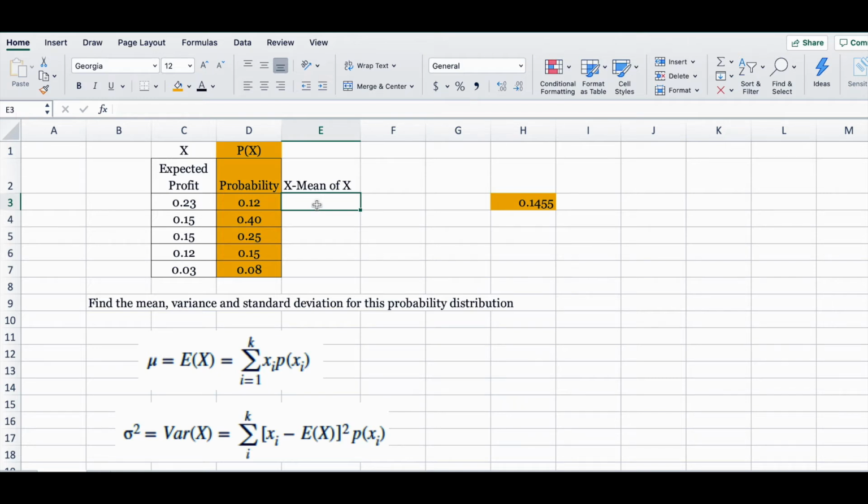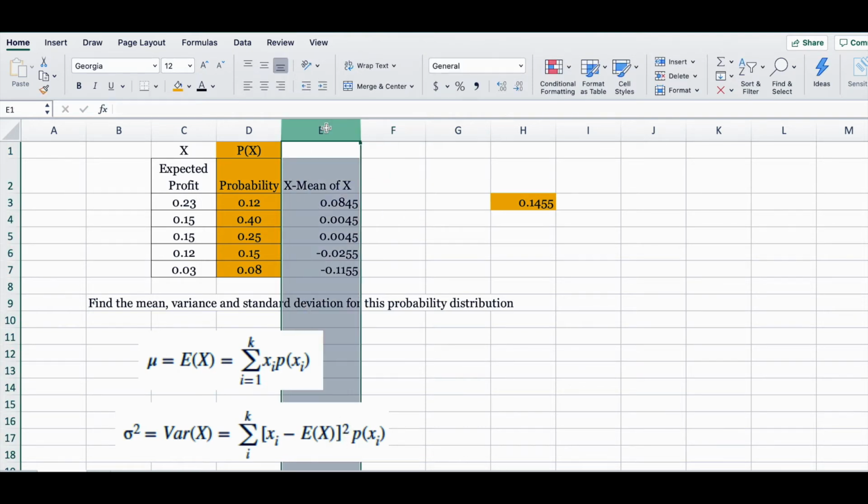Here I'm going to use cell referencing: equal to x, which is 0.23, minus 0.1455. I'm going to use autofill and fill the rest of the cells. You can also do a double check. This looks correct. Enter. Okay, so we have done the first step, x minus the expected value of x, which is our mean. Now we still need one more column, x minus the expected value of x, squared.